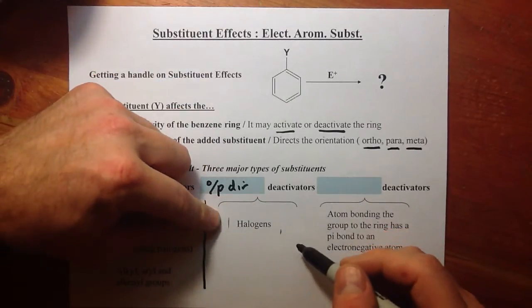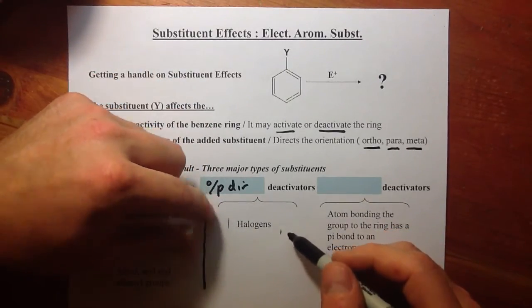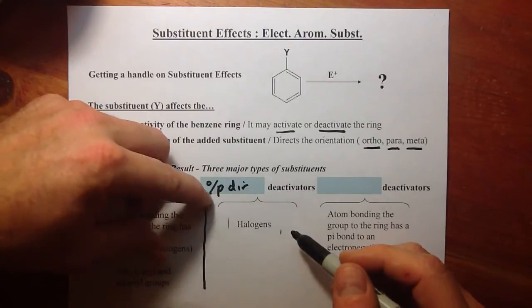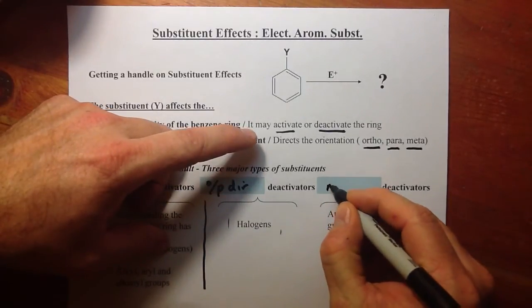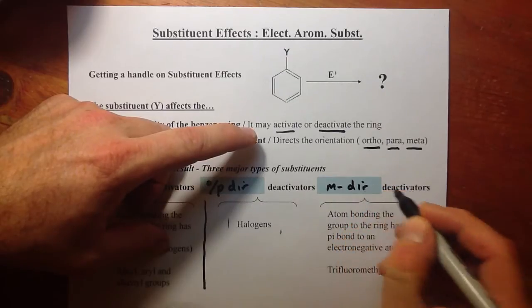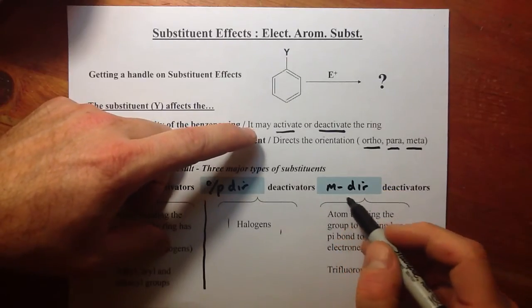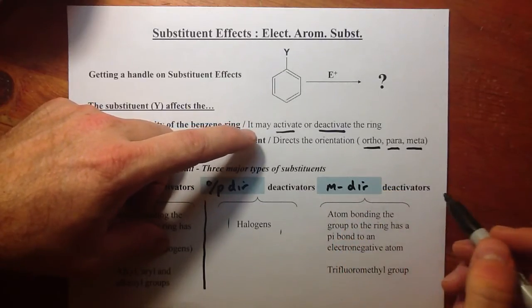We've already talked about halogens. They are the dominant type of ortho-para directing deactivator. Then the last is meta-directing, and I'm just abbreviating here, meta-directing deactivators.